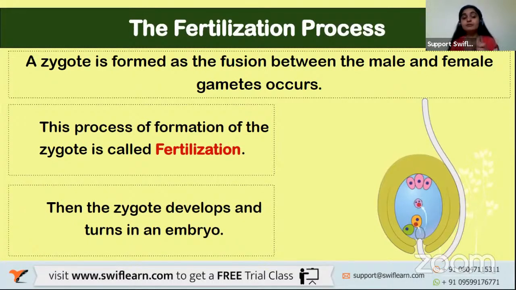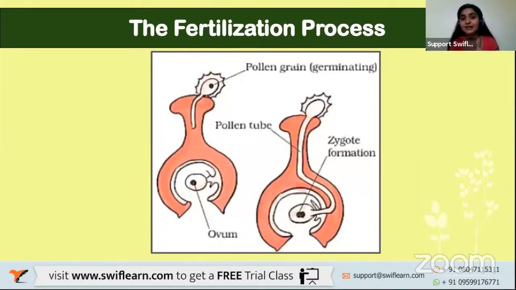Then the zygote develops and turns into an embryo. Now, when they both fuse together, they form a zygote, and after some time, when nutrients are provided and food is supplied, it turns into an embryo. Now, how this fertilization process works, we have discussed in detail. Let us see through a diagram right in front of us.